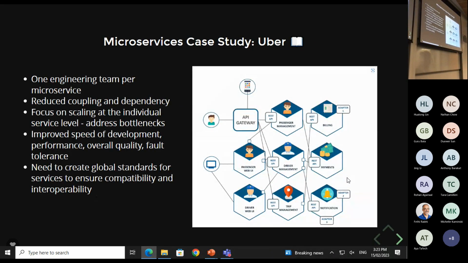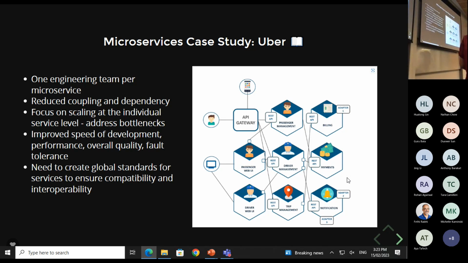Okay, so what they said is we're going to go to microservices, and what we'll do is we'll have one engineering team per microservice. So this team is responsible for building this service. This is a kind of a simplified version, but you can understand they split up the domain into a series of different APIs.